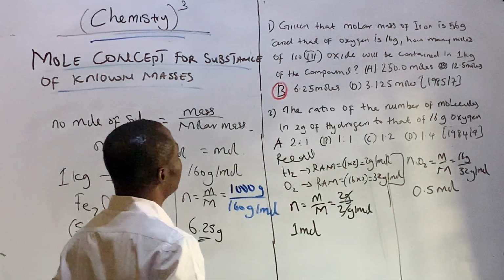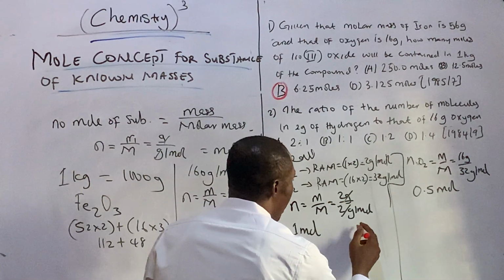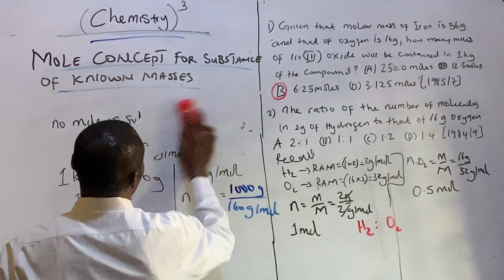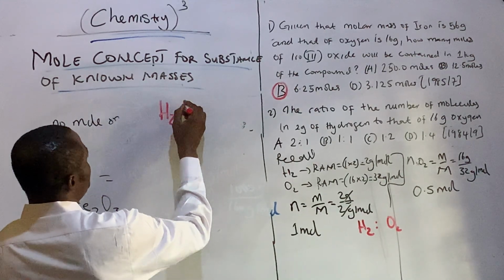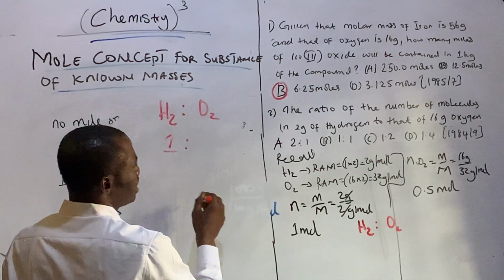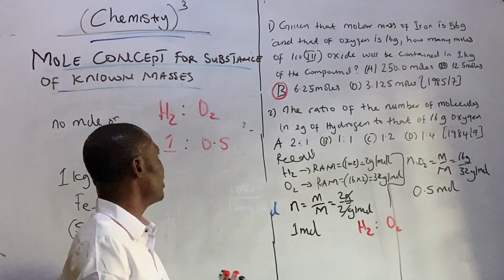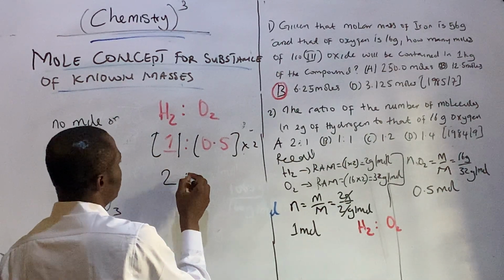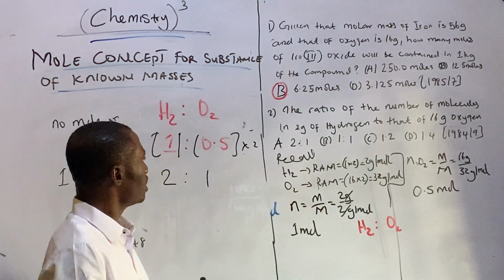Now, we are asked the ratio of hydrogen to oxygen. Let me use a red pen now. Hydrogen to that of oxygen. Let me make a space so that you can see it over here. Now, the hydrogen to oxygen ratio is, hydrogen is 1, oxygen is 0.5. But from the options, there is nothing like 1 and 0.5. What I'm going to do is multiply out by 2. If I multiply by 2, this is 2 and then this is 1. 2 is to 1 is option A. So this is the right answer.